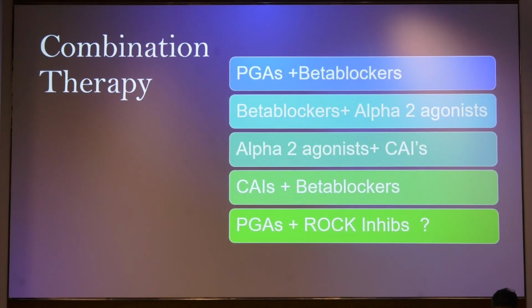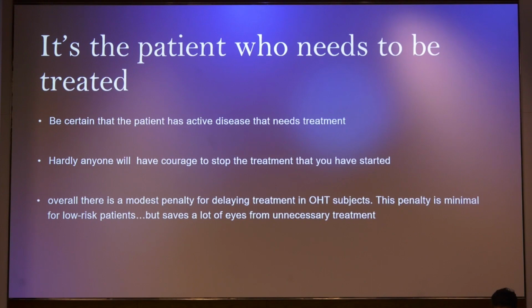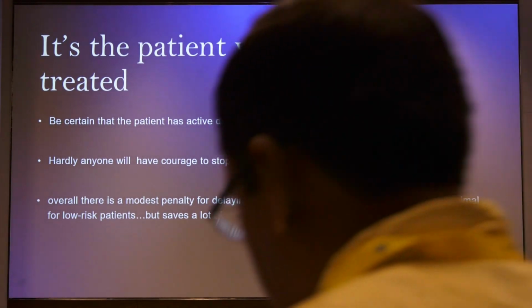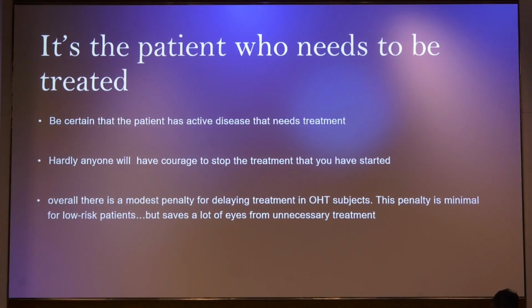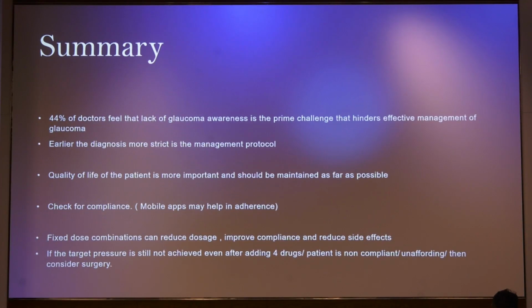Yeah, I'm summarizing. So combination therapies need to be looked into because combination will reduce the cost and the side effects. If it is the patient who needs to be treated, be certain that the patient has an active disease and needs treatment, because no one will have the courage to stop the treatment that you have started. And overall, there is a modest penalty for delaying the treatment in OHT subjects. This penalty is minimum for low-risk patients, but saves a lot of eyes from being unnecessarily treated.